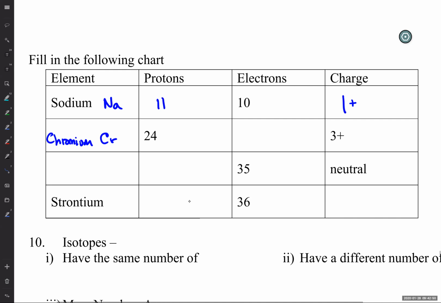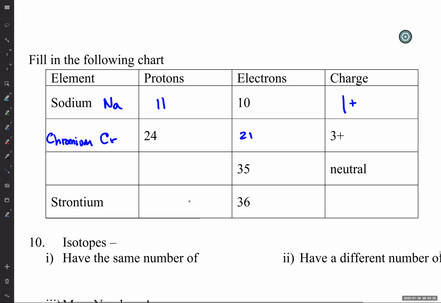So chromium is supposed to have 24 protons, and it has a 3+ charge. So what does that mean? You have to have 21 electrons, because you have to have fewer electrons. What people will always do is try to change the number of protons. That's just a different element. You can't do that.